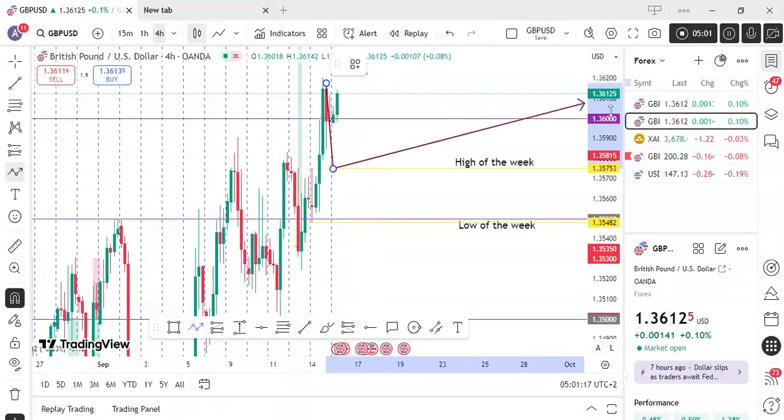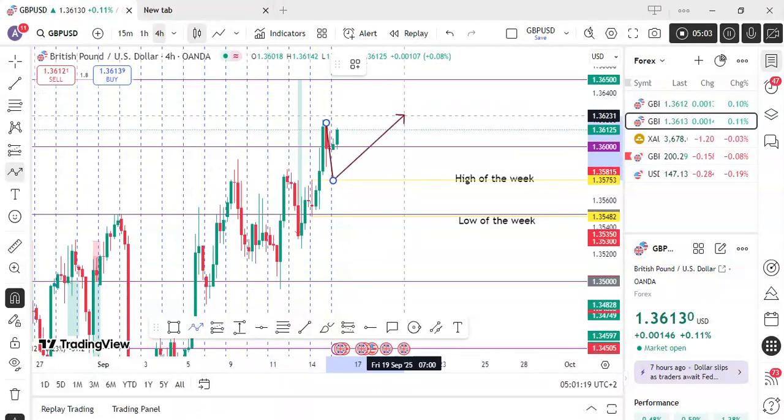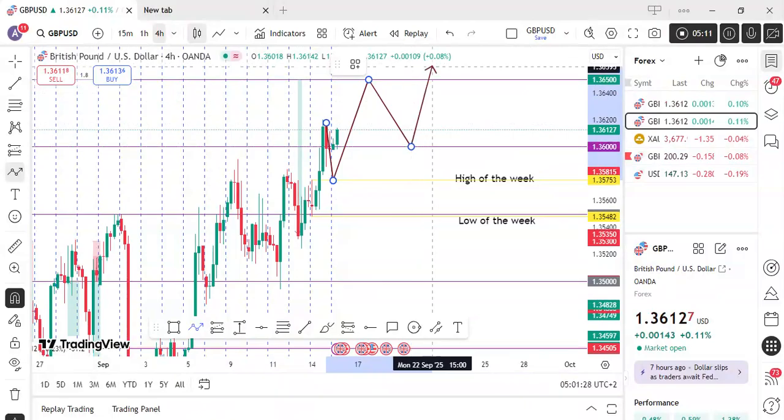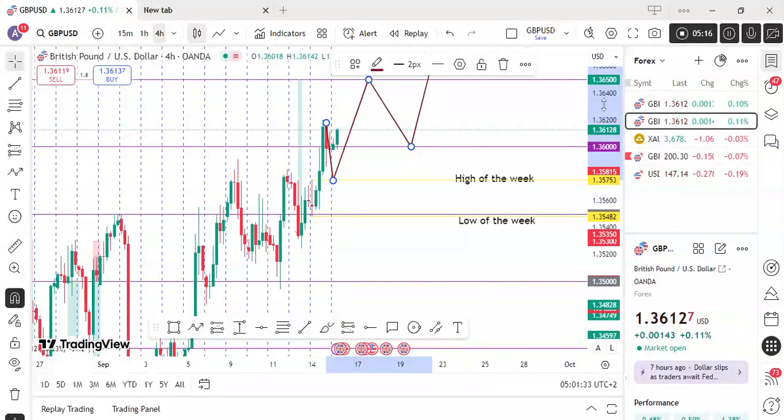Positioning for a long trade on GBPUSD. So I'm going to be on the bias on the long trade on GBPUSD as well, same as gold. I'm going to be longing gold. So eventually that's my plan on GBPUSD and gold.